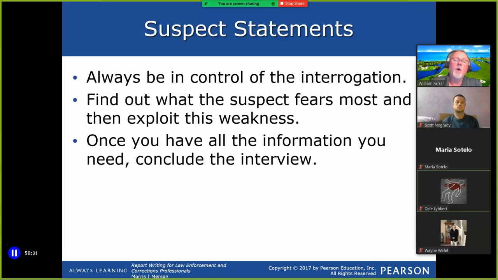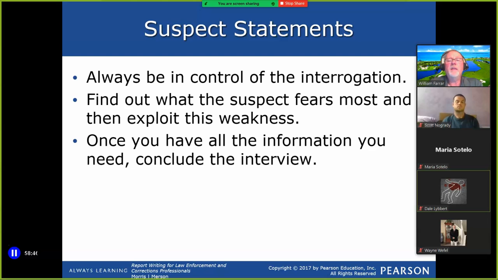With that said, though, be in control of your interrogation. Don't let the person take control. You take control, okay? You may even want to find out before you do your interrogation what the suspect might fear most, and even look at exploiting that a little bit. And I don't mean aggressively, okay?